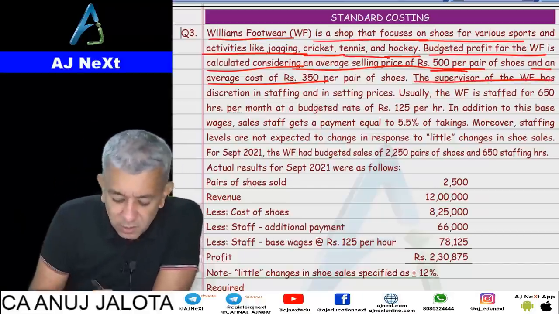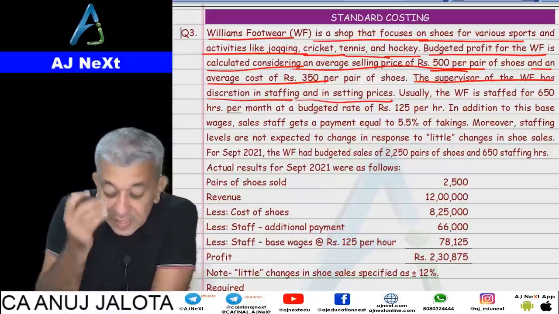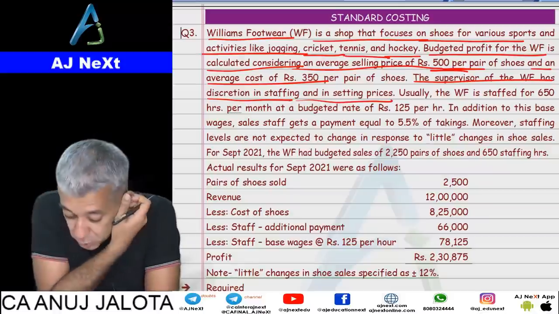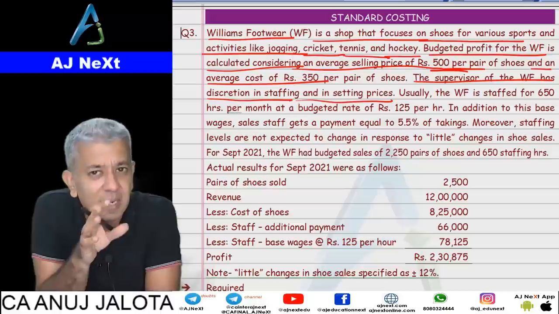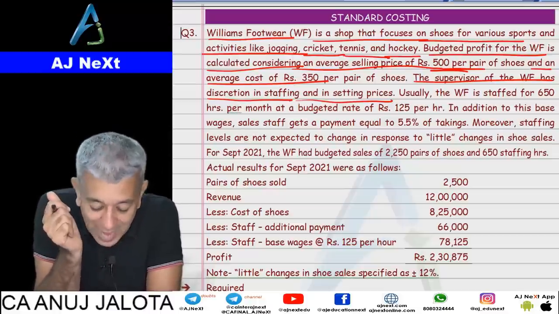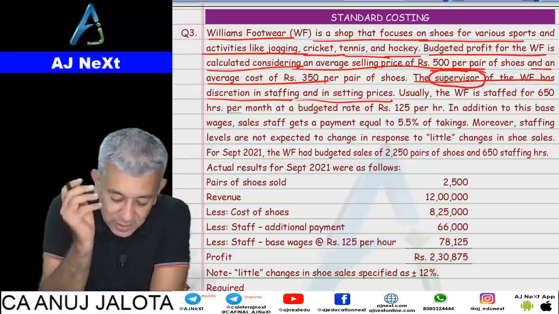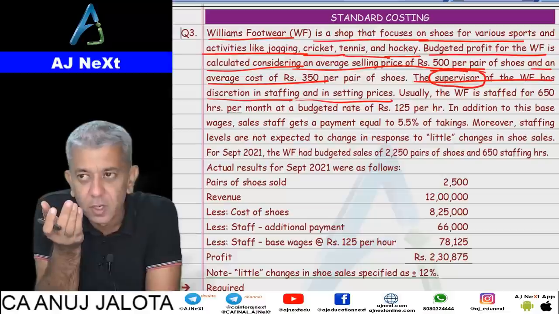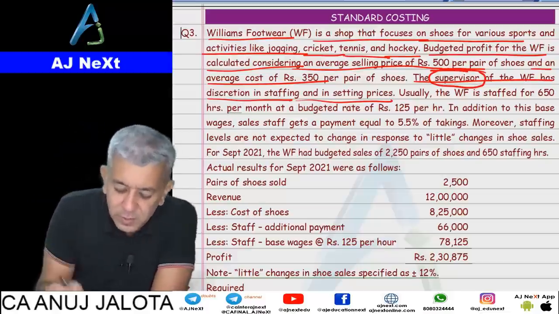The supervisor of WF has a discretion in staffing and setting the prices. So this supervisor has a discretion in staffing. Staffing means he can decide how much staff he needs, and setting the selling prices also. Actually, I slightly think this word is wrong. He will not be a supervisor. I think this guy will be a person who looks after the sales, because he has a discretion of setting the prices.